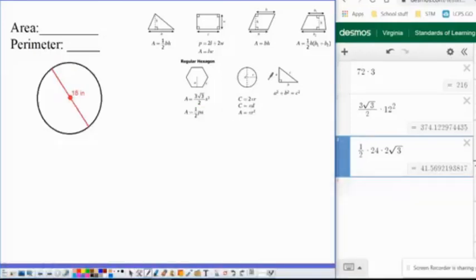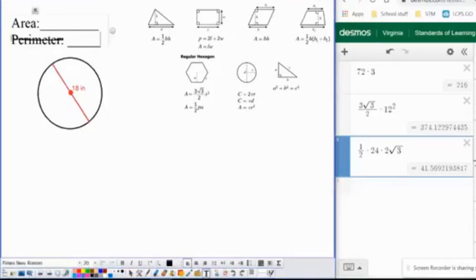All right, so now I'm going to use the formulas underneath the circle because I have a circle here. And we need to make sure that whenever it says R, we are giving it the radius. Whenever it says D, we are giving it the diameter. Okay, so right now I see the diameter is 18 inches because the 18 inches goes all the way across the circle, and it also goes through the center of that circle. So I would have a diameter of 18 and a radius of 9.